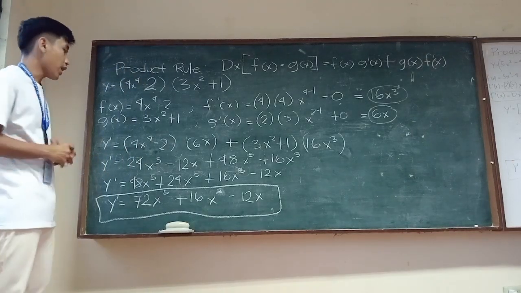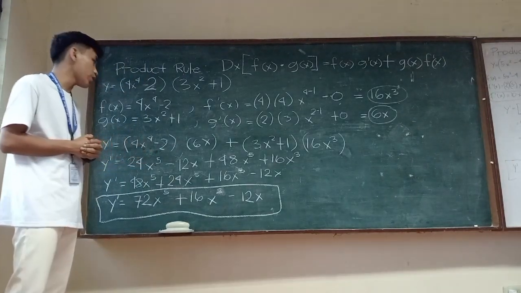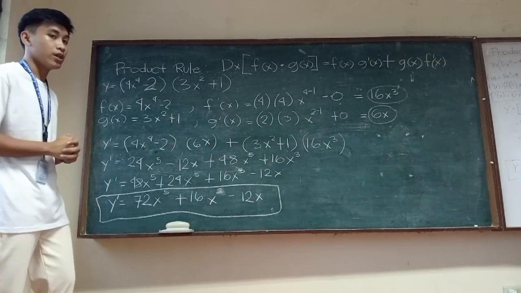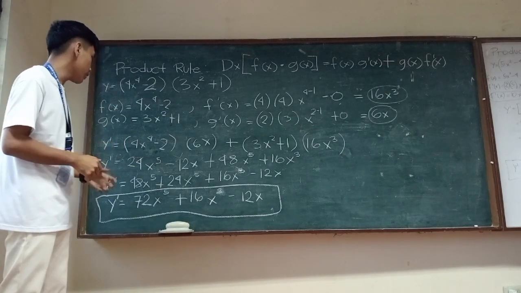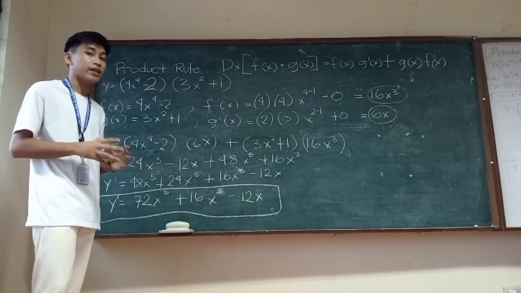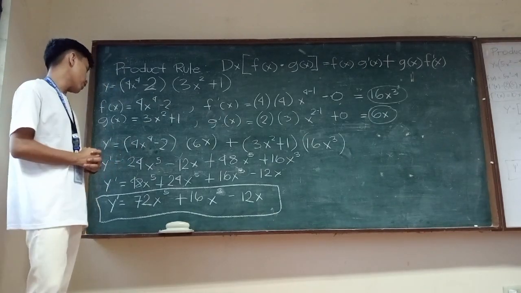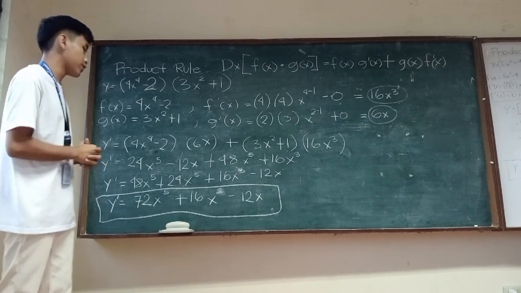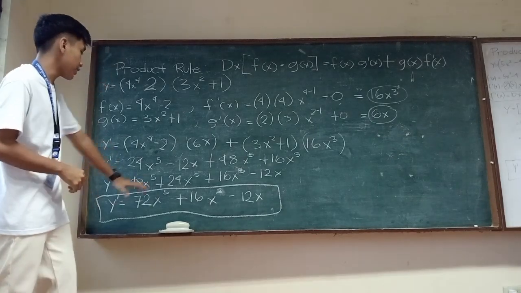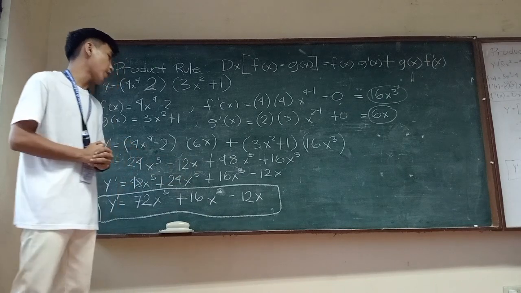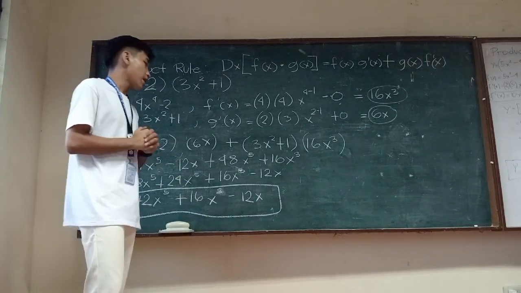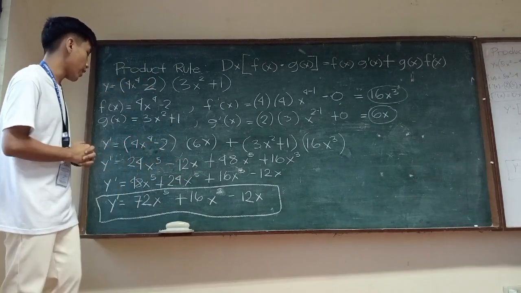Then, lastly, after we gather the results of the problem using the FOIL method, next we will move to combining like terms. So, the result will be like this. Y prime is equal to 48x raised to the power of 5 plus 6x raised to the power of 5 plus 16x cubed minus 12x.